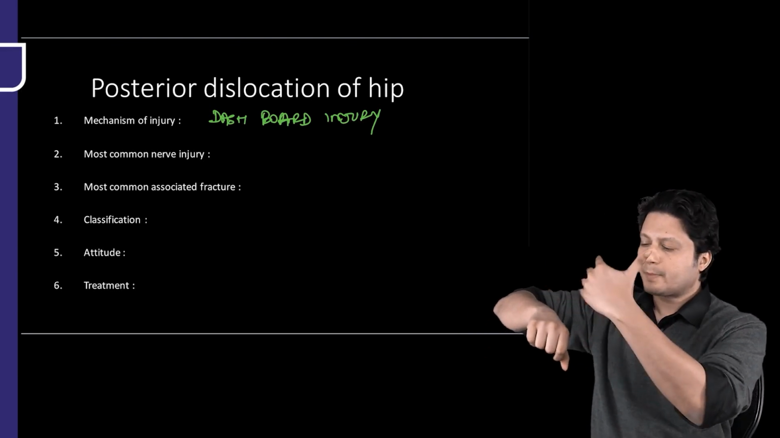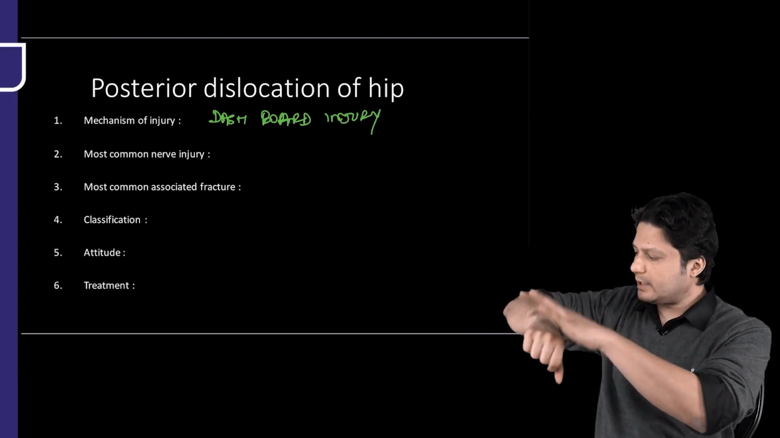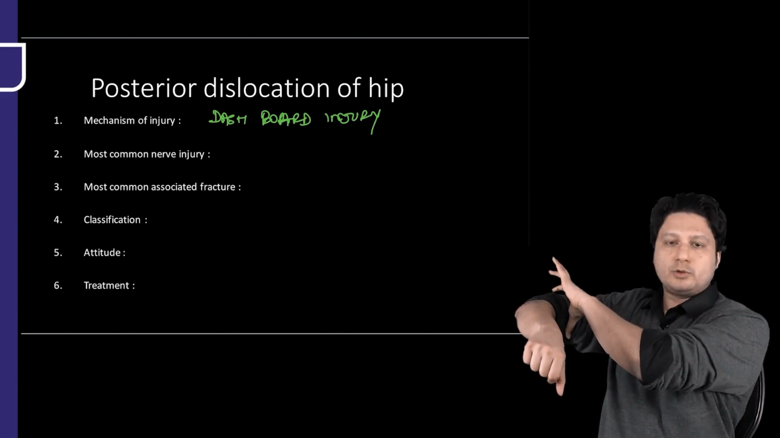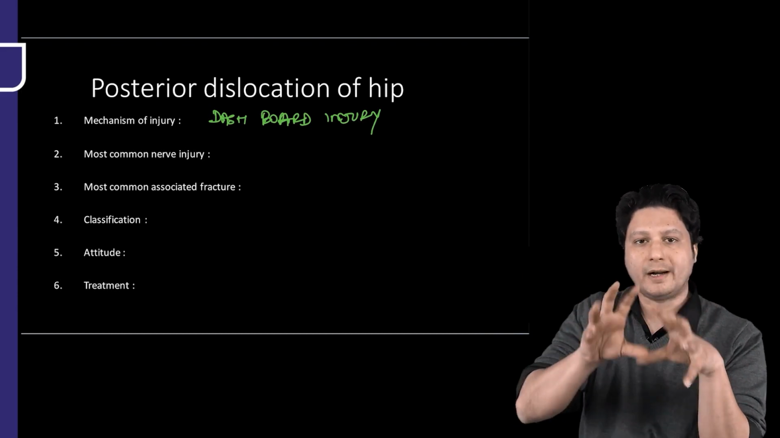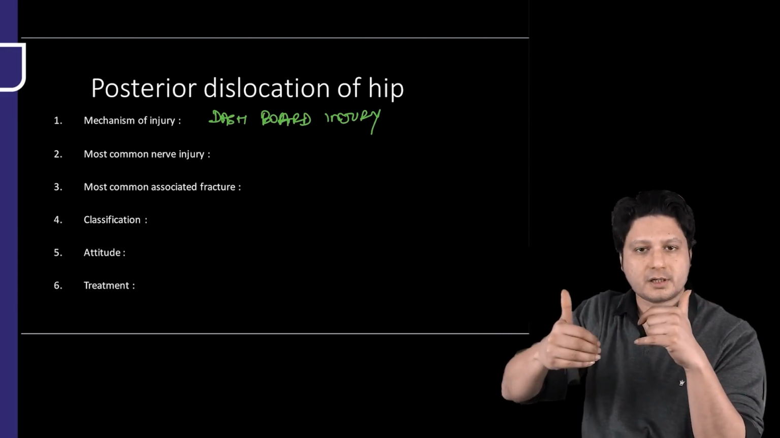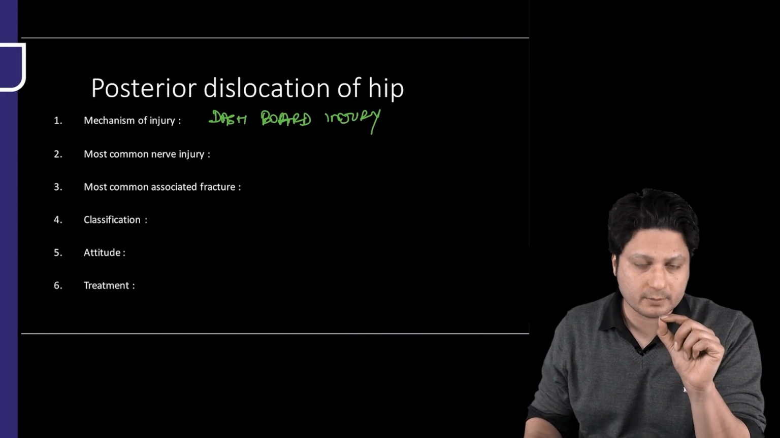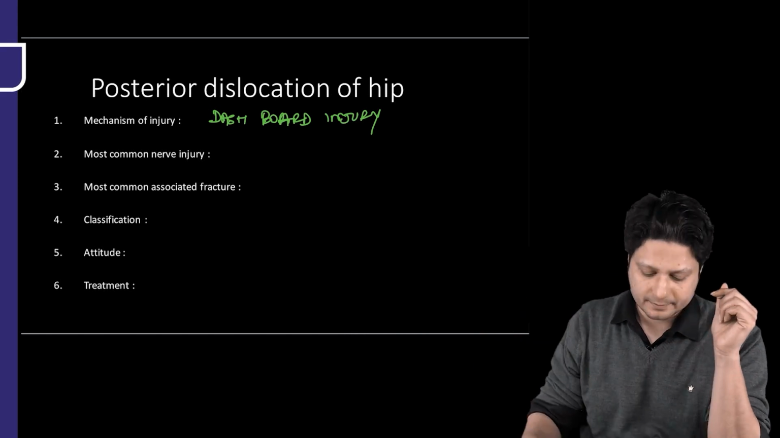As a result of which, this force will be traversing from the knee to the thigh, from the shaft of the femur to the hip joint, and it will thrust the hip joint to move posteriorly. So that thrust will result in posterior dislocation of the hip joint. So this is dashboard injury.